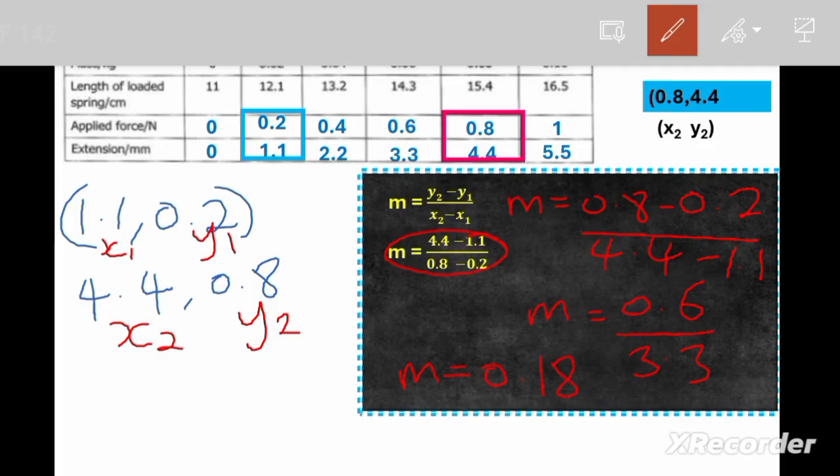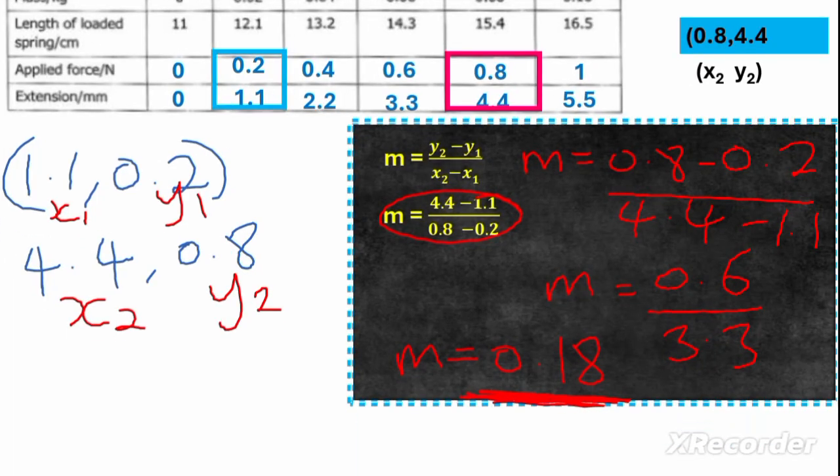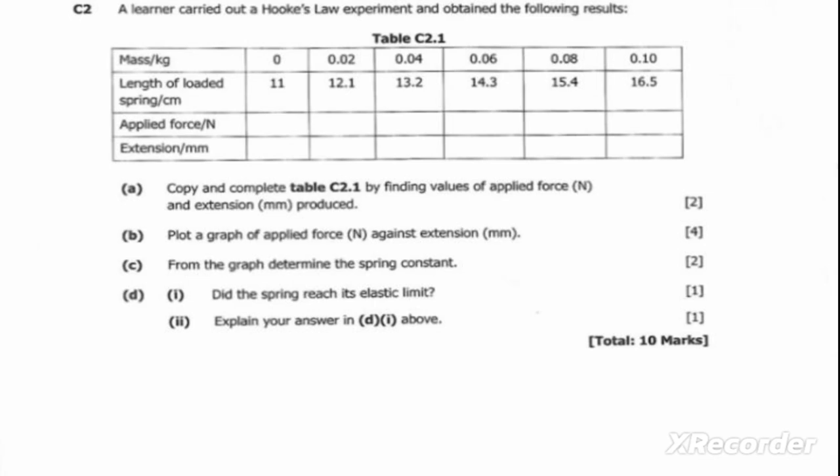So 0.18 is our constant or our gradient. We are done with this question. Now let us move to question D.